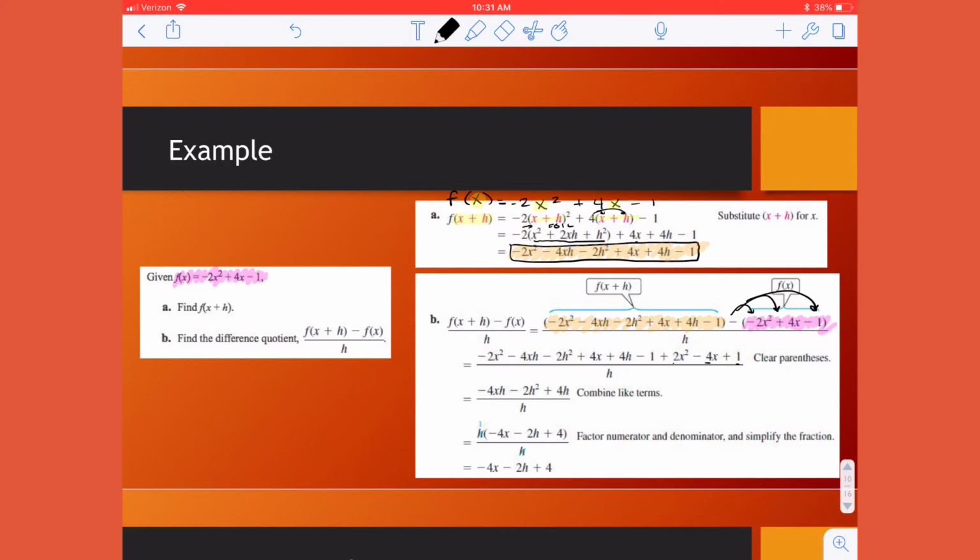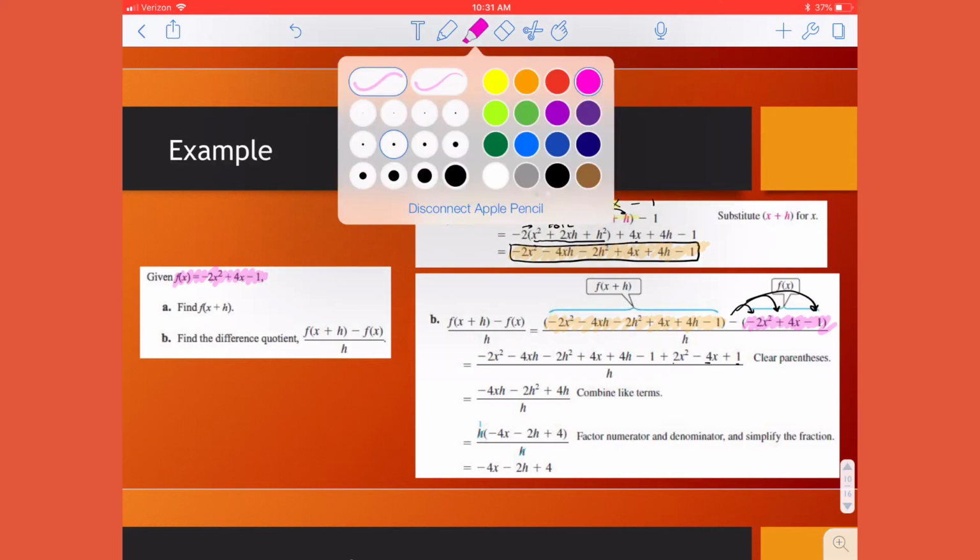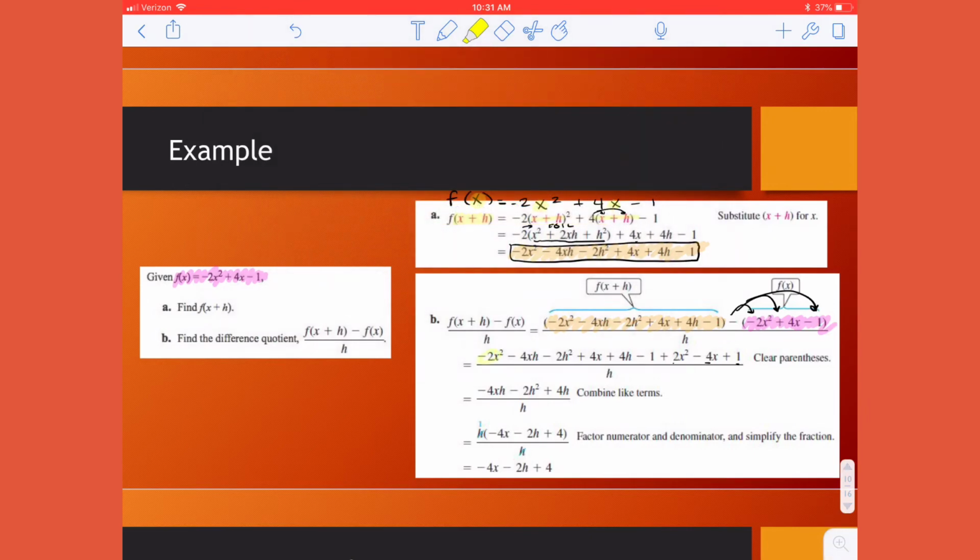I want to try to combine any like terms that I see. So let's see, I got a negative 2x squared and a positive 2x squared. Well, those are opposites, so they're going to cancel each other out. I have a positive 4x and a minus 4x. Those cancel each other out. I have a minus 1 and a positive 1, and those cancel each other out. And that looks like it.